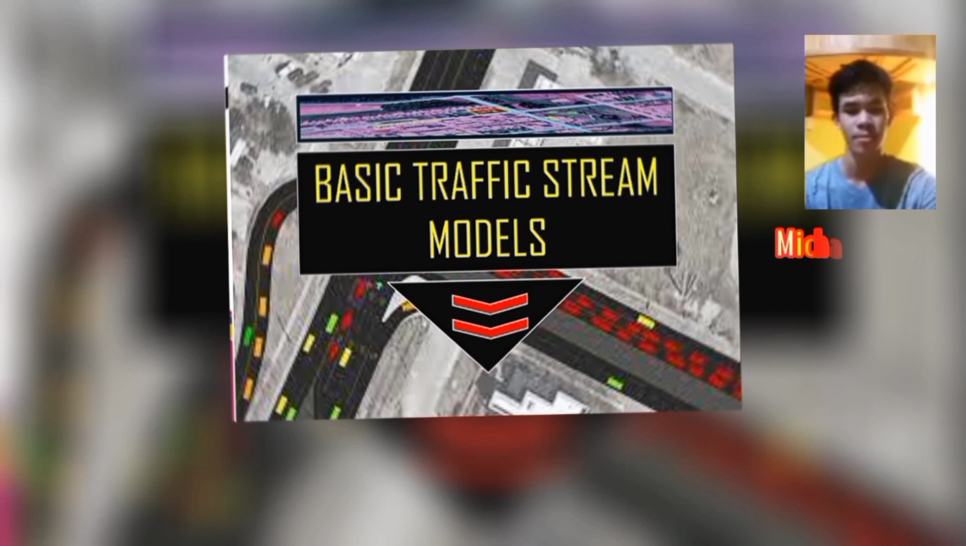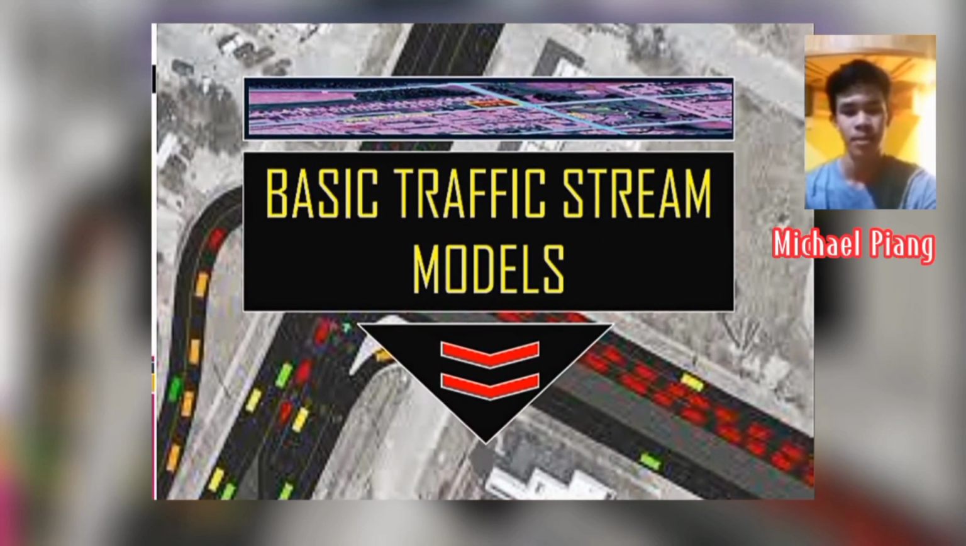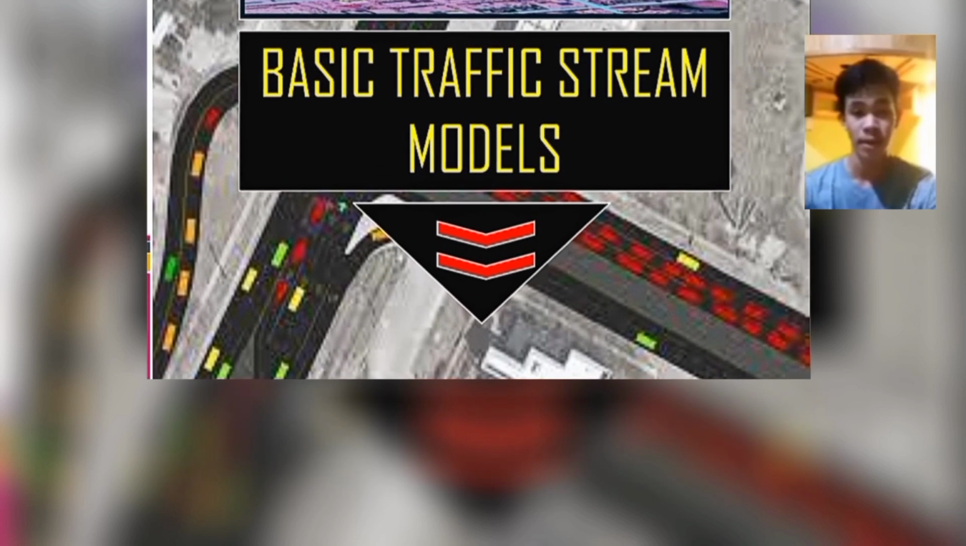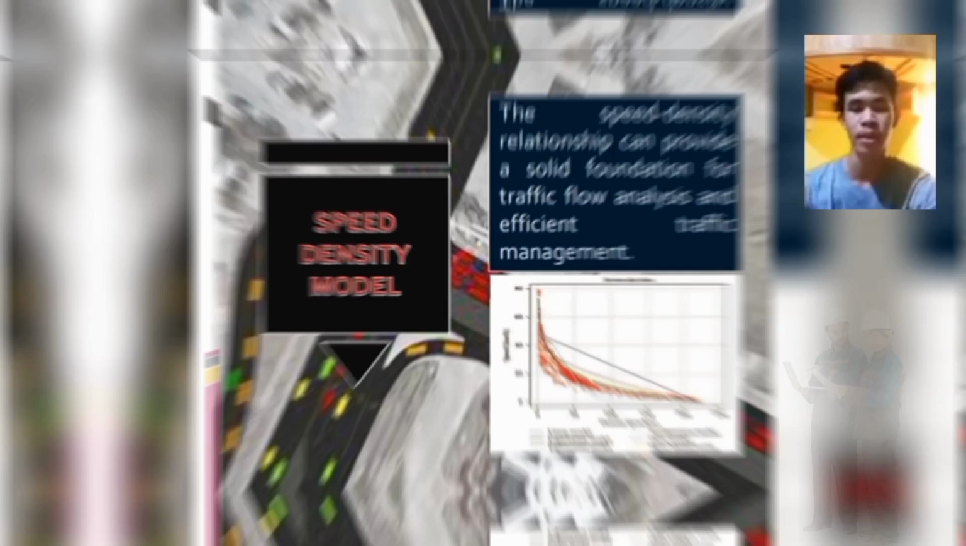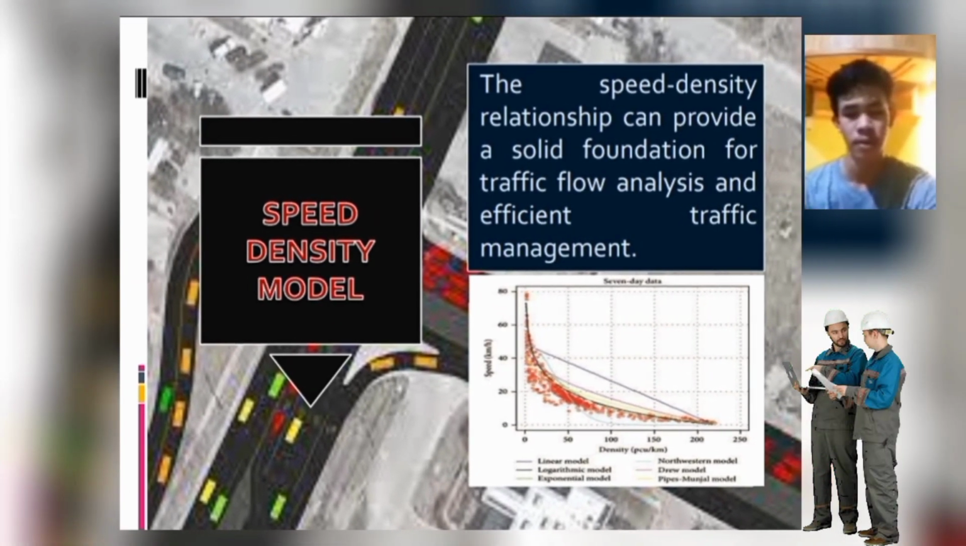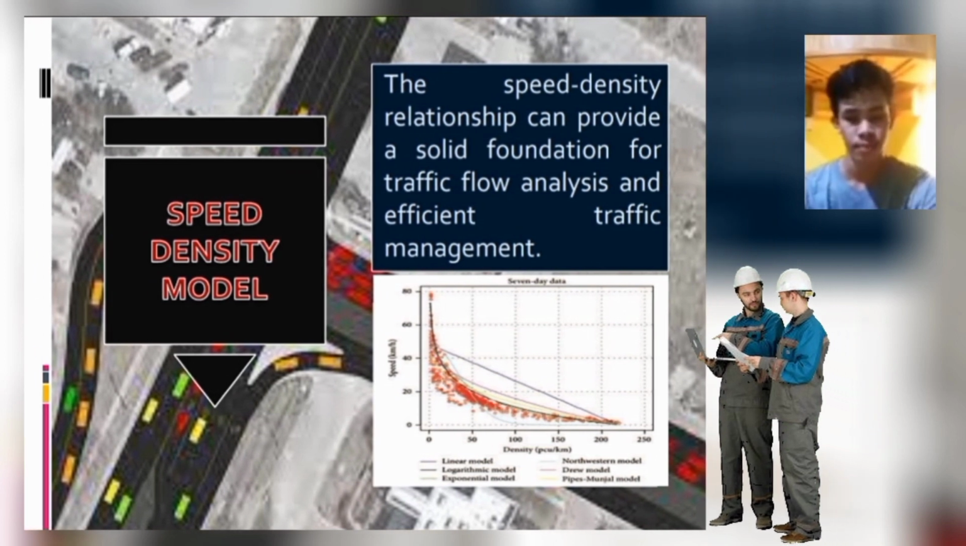So let's proceed to the basic traffic stream models. Traffic is the study of interaction between vehicles, drivers, and infrastructure like highways, signage, and traffic control devices. So we have here the models that help us understand the interaction between vehicles, drivers, and infrastructure. First, we have the speed density model. The speed density relationship can provide a solid foundation for traffic flow analysis and efficient traffic management.